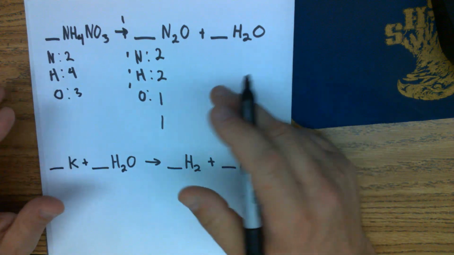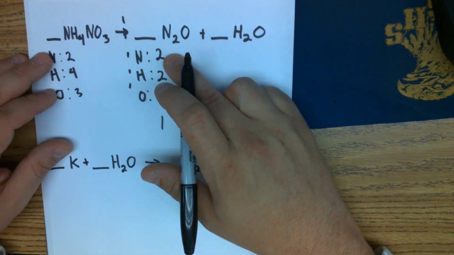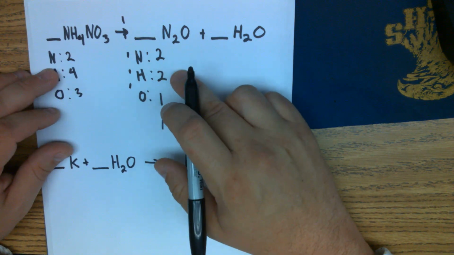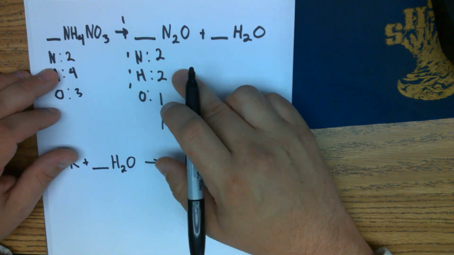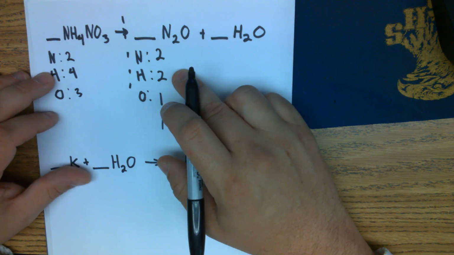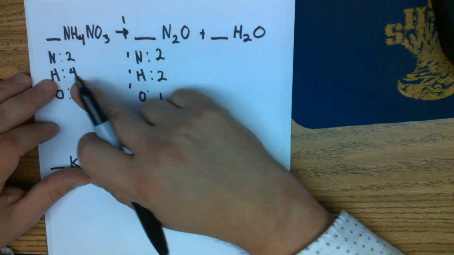Okay, so our goal is to make sure both sides are the same. So if we look at it, we have two N's and two N's, so both sides are good for N. H's, we're short. We have four on this side, we have two on this side. So the first thing that we're going to try to do is make H the same on both sides. So if we're looking at this one here, we want to get our total of 4 here and 2 here.